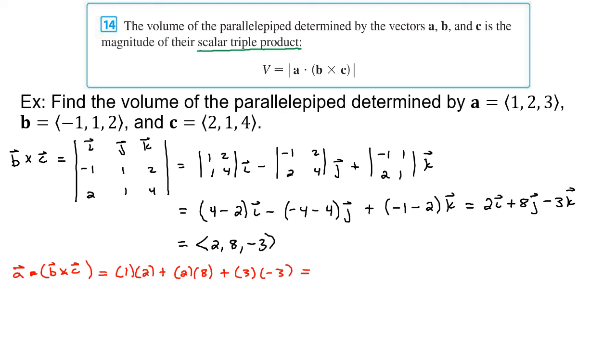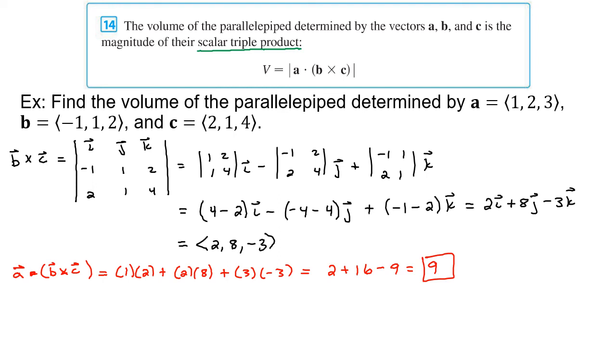And so that gives me 2. 8 times 2 is 16, and a negative 9. So I have 16 and 2 make 18. 18 minus 9 is 9. Now, the volume is positive, so I have absolute values around my formula. But the 9 is already positive, so the 9 is my volume of my parallelepiped.